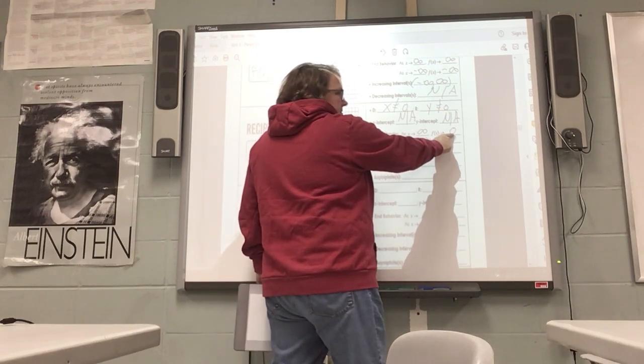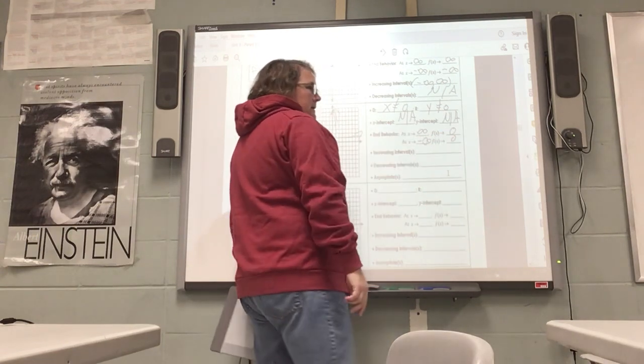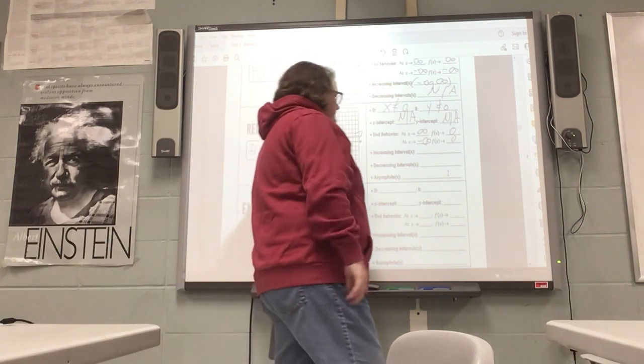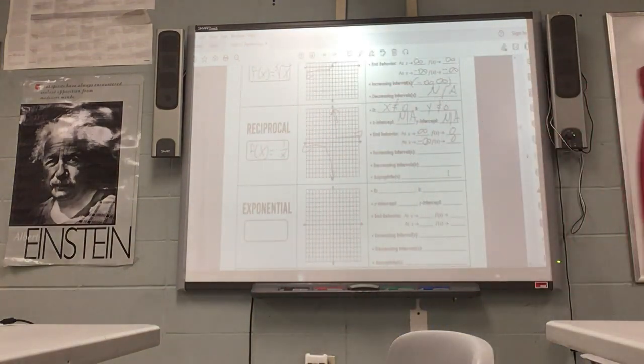Yeah, it's like it levels out at 0. Okay, I get that. How come it's not going up, like the line, as x approaches negative infinity? Yeah, when you go to the left.